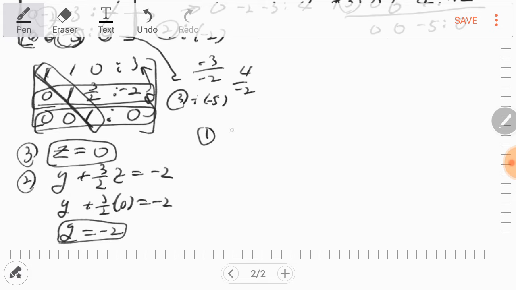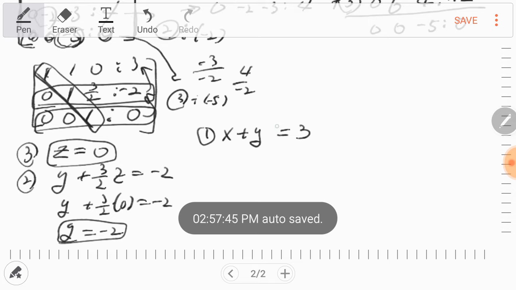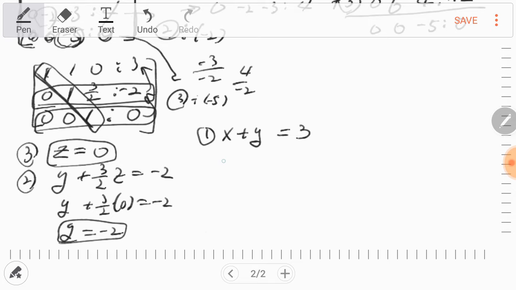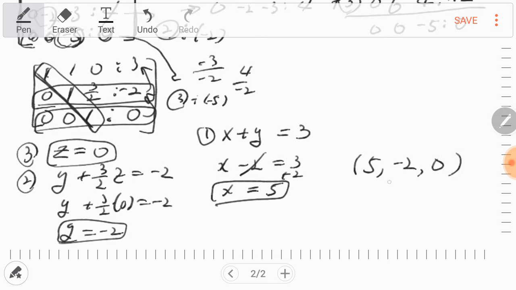So the equation for the first row is x plus y equals 3. And the y value is negative 2. So x minus 2 equals 3. Then x equals, plus 2 each side, then x equals 5. So we found the values of x, y, z. So the ordered triple is 5, negative 2, and 0. This is the solution of the system of equations.